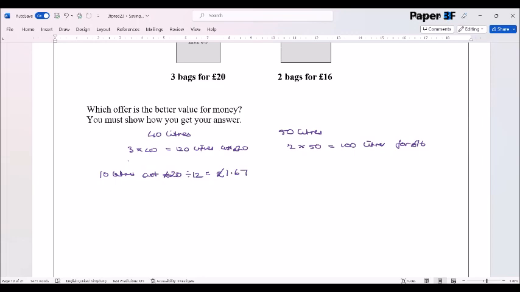And this time we've got 100 litres for £16. So we divide that by 10. So that's 10 litres cost £1.60. Okay, so which one is cheaper? The 50-litre bags are cheaper for 10 litres. So the 50-litre bags are better value. So 50-litre bags are better value.